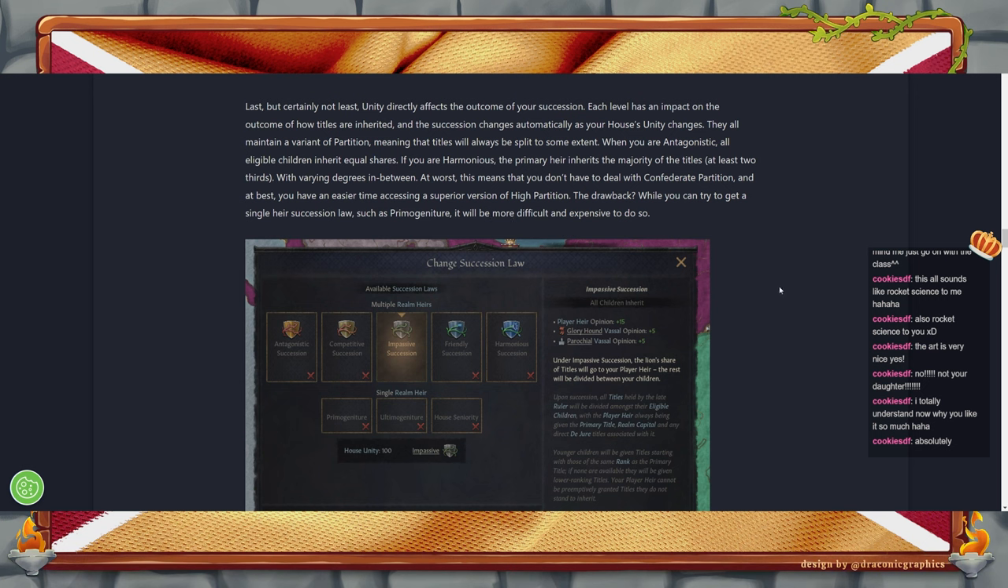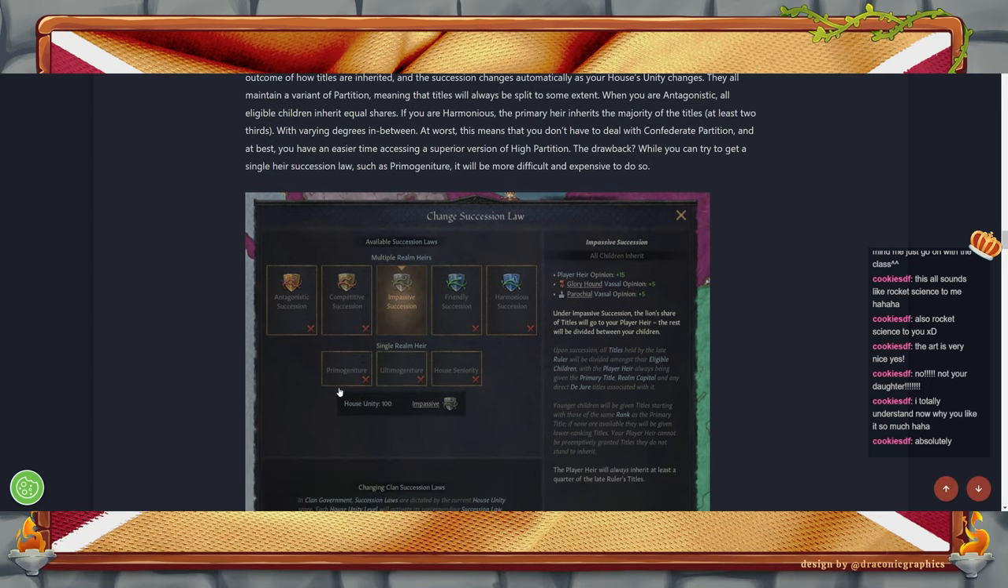That's the standard. If you are harmonious, the primary heir inherits the majority of the titles, at least 2/3, with varying degrees in between. At worst, this means that you don't have to deal with the Confederate partition, and at best, you have an easier time accessing a superior version of high partition. The drawback, while you can try to get a single heir succession law, such as primogeniture, it will be more difficult and expensive to do so. Okay, but you can still do it.